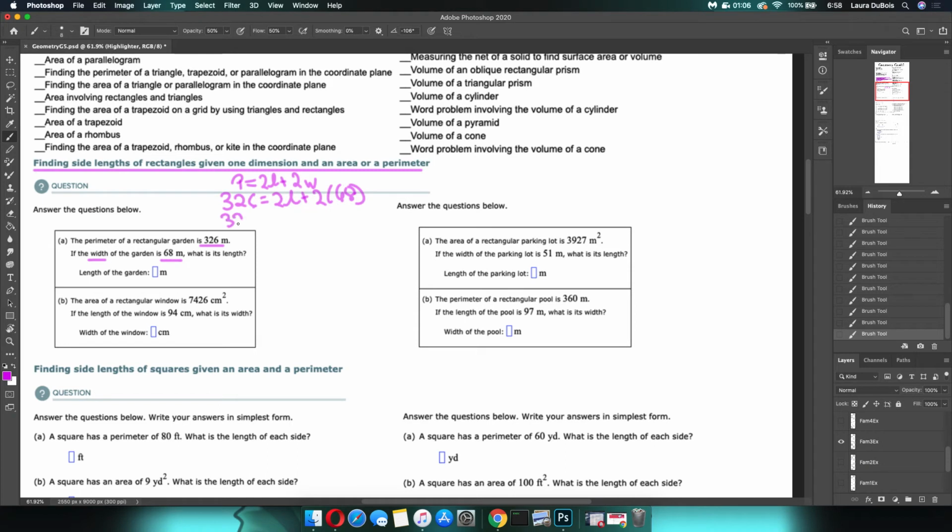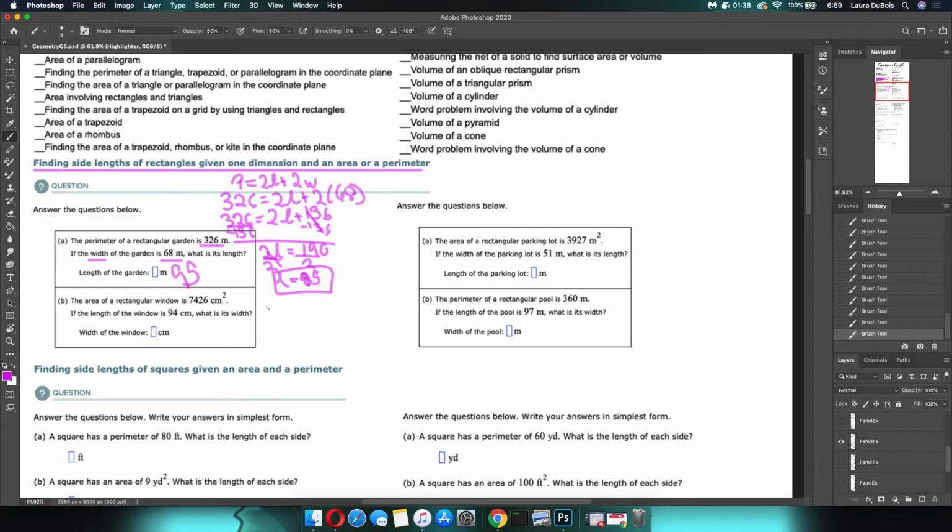So 326 equals twice the length plus 2 times 68, which is 136. Minus 136 from 326, that gives 190. So 2L equals 190, divided by 2, L equals 95. There we go. So our length here is 95.